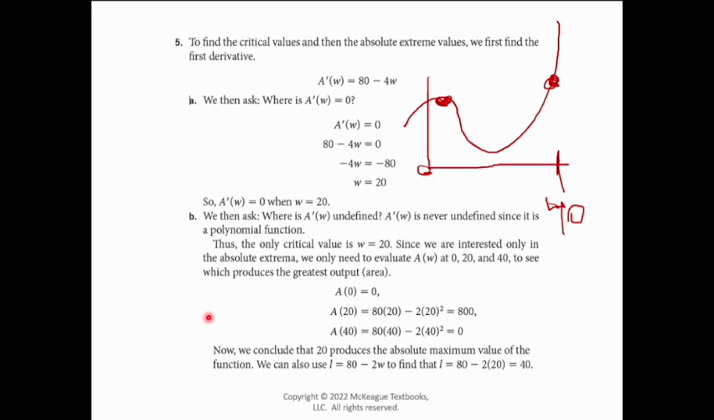So we want to plug in 0 and 40 and see what that yields. When we plug in 0 for the area, we get 0. When we plug in 40 for the area, we also get 0. But when we check our critical value and plug that in where we think our local max is, we get 800. So this is definitely the bigger of these two.